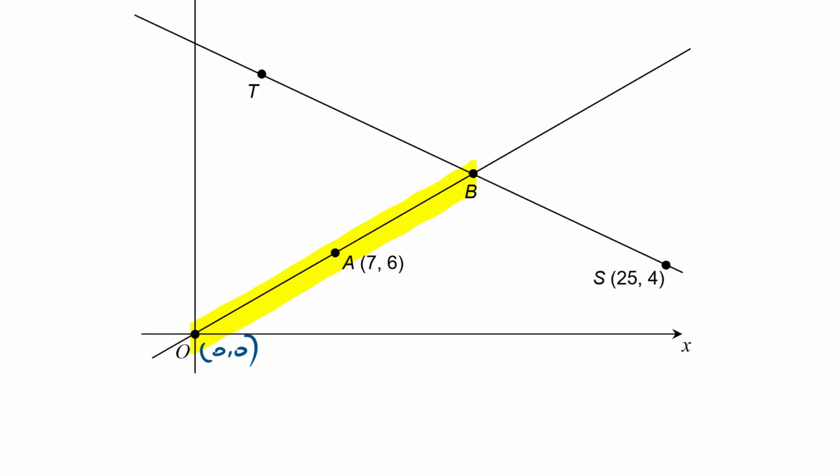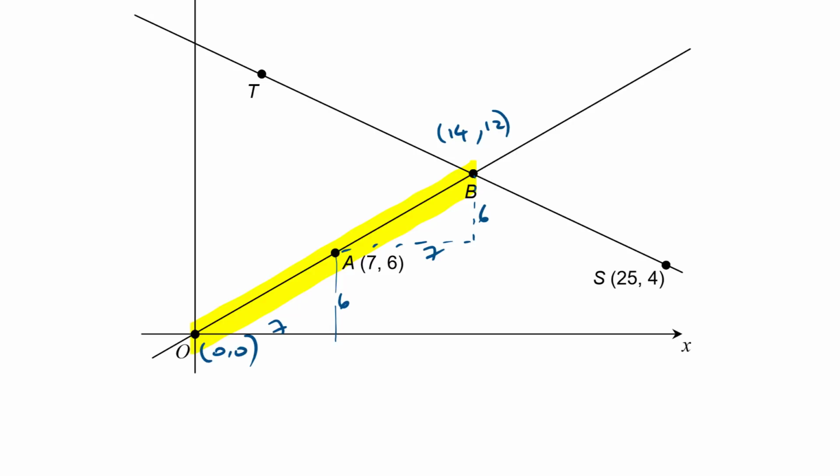Now to go from O to A, we go along 7 and up 6. We know that because that's the coordinates, isn't it? (7, 6). And if we did the same thing again, so if we went along another 7 and another 6, we're going to get up to point B. So 7 add 7 is 14, 6 add 6 is 12. So B must have coordinates (14, 12).